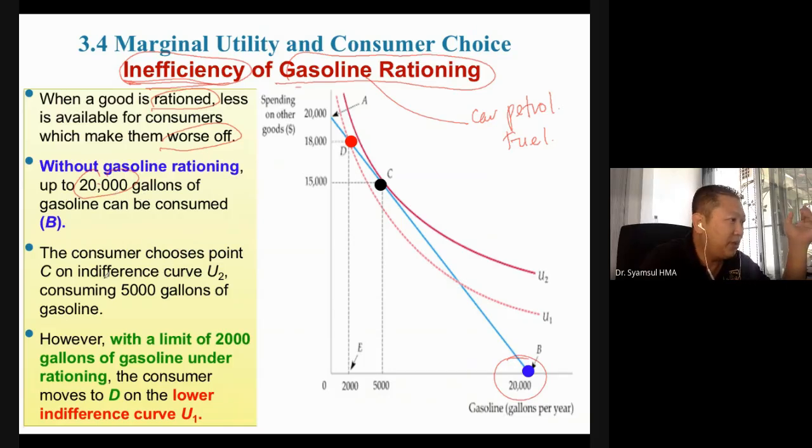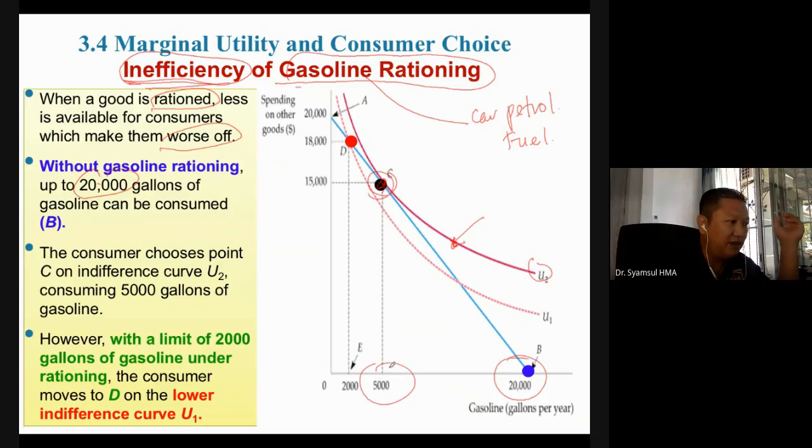The consumer chooses point C on indifference curve 2, U2 here. Why do they choose here? Because of their indifference curve. Because it is indifference curve U2, this is the combination over here, C. They are consuming 5,000 gallons of gasoline, say. However, with a limit of 2,000, let's say there is rationing, which means you can only buy 2,000. The consumer moves to D on the lower indifference curve.